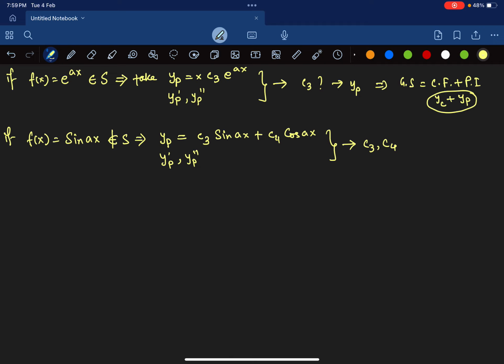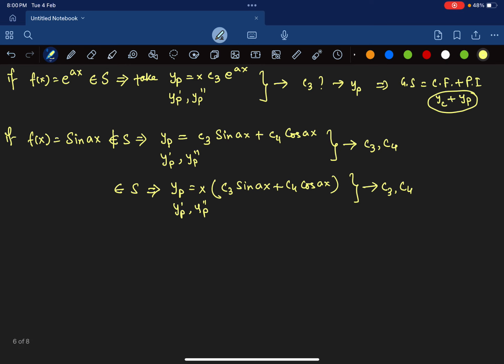If suppose f(x) equals sin(ax) and it belongs to the solution set S, in that case the same process: yp is equal to the same thing, that is c3 sin(ax) plus c4 cos(ax), multiplied with x. According to that, you will find yp dash, yp double dash, substitute in the main equation and get the values for c3 and c4. Okay, I think you got the idea.